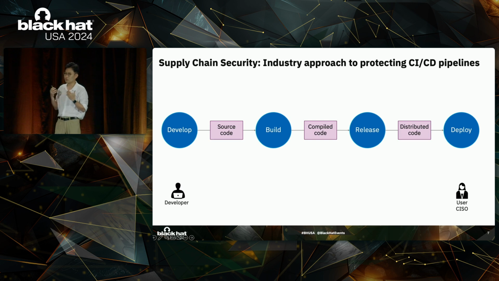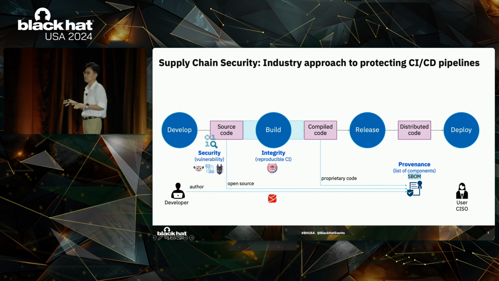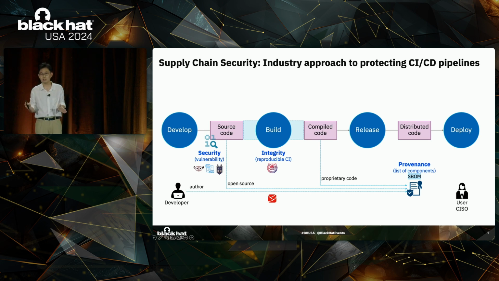Let's step back and look at how the software supply chain looks. At a 10,000-foot level, developers write source code, build it into compiled code, and then deliver it to the end user, who of course uses it. And there has been a lot of study, research, tools, and standards to protect many aspects of the software supply chain, like finding vulnerabilities to improve security, ensuring the integrity of the CI/CD pipeline, and a lot of standards to provide assurance about provenance.